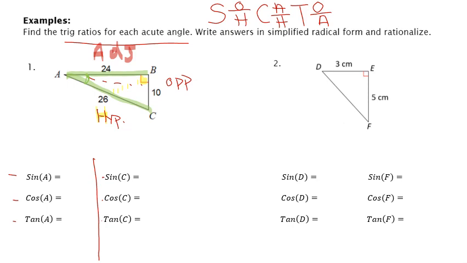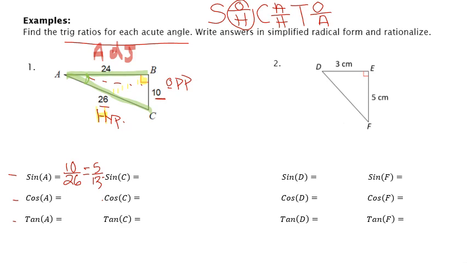If I'm looking for sine of A, I'm going to see that sine is opposite over hypotenuse. So opposite over hypotenuse. My opposite is 10. My hypotenuse is 26. And then I'm going to go ahead and reduce that. That reduces to 5 over 13. So the sine of angle A is 5 over 13.